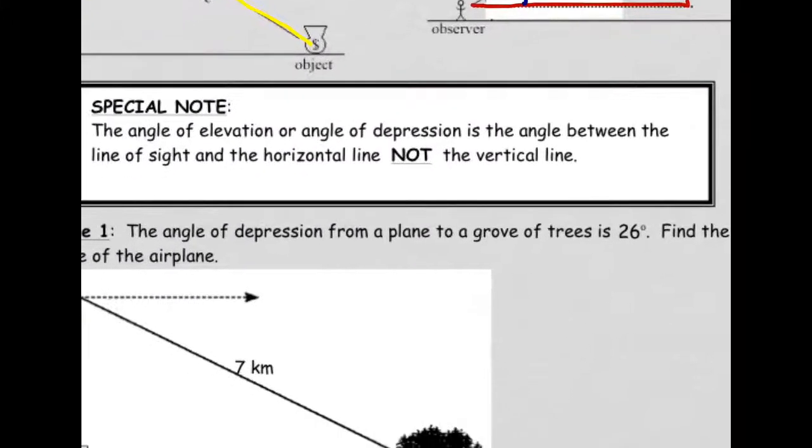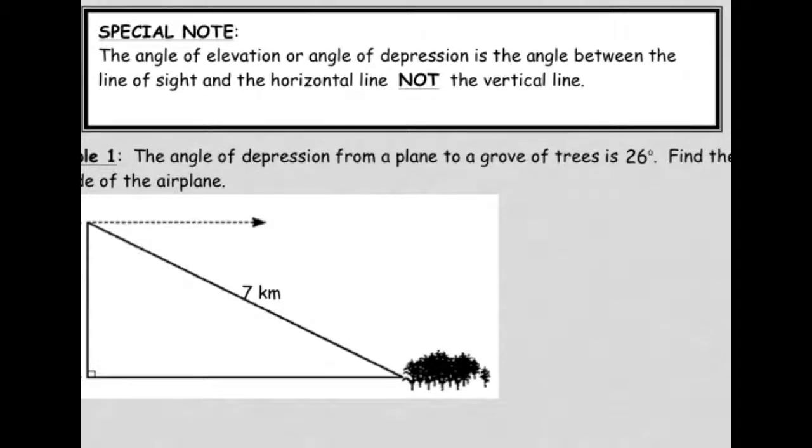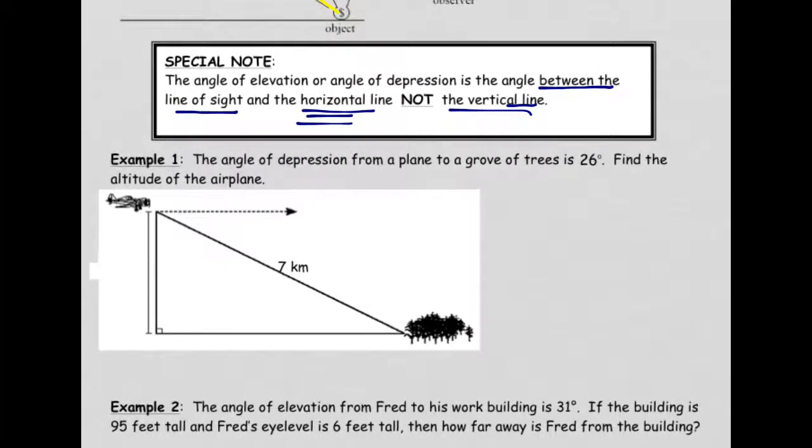Now here's something to be aware of. The angle of elevation or angle of depression is the angle between the line of sight and the horizontal line, not the vertical line. That's where a lot of people are going to get mixed up. So let's take a look at example number 1 and see what I mean by that.